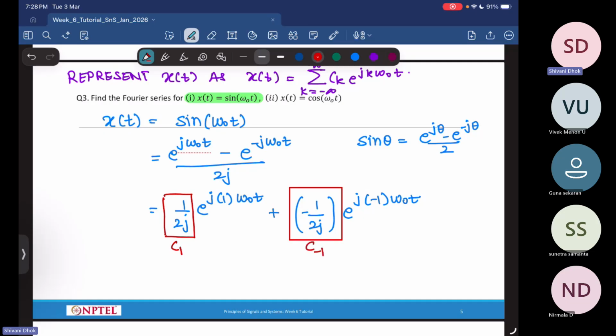So what are your Fourier series coefficients? Your ck's are equal to 1 by 2j if k equals 1, minus 1 by 2j if k is minus 1, and 0 otherwise. Makes sense? Is this clear? So instead of using the entire integral expressions, you can simply solve this question by observation. One small homework that you can try is to make use of that integral expression and get this particular form. Both approaches will give you the same result.